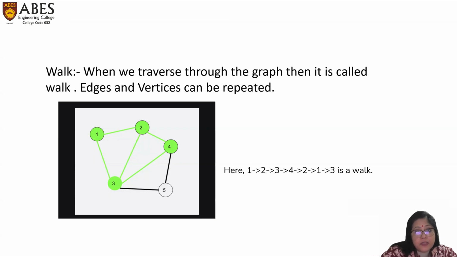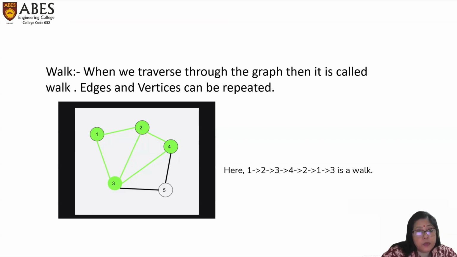Now, here we see what a walk is. We traverse, that is, we go from 1 to 2, then from 2 to 3, then from 3 to 4, again from 4 to 2, and from 2 to 1, and then from 1 to 3.